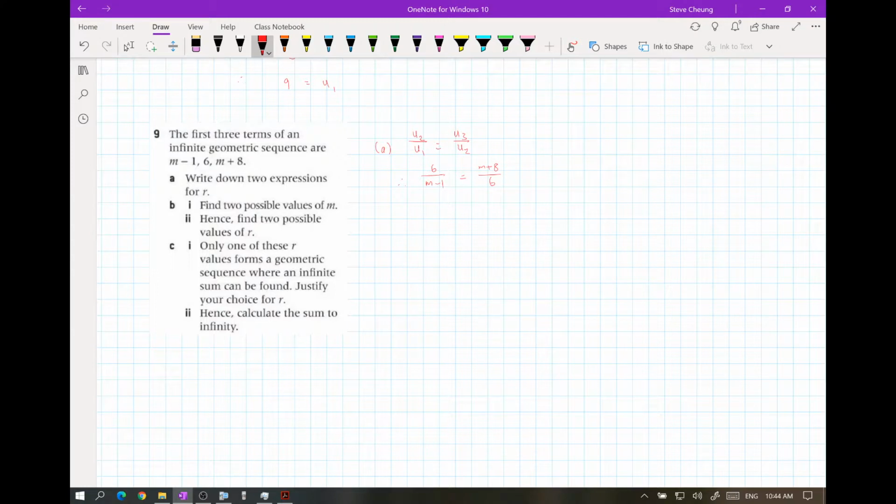Just to form a ratio, expressions in terms of the ratio, because these are both ratios. Okay, this is actually r, this is actually r as well too. And because r has to be the same, they must be equal. So now we're going to cross multiply. So we get, this is 36 equals m minus 1 bracket m plus 8.